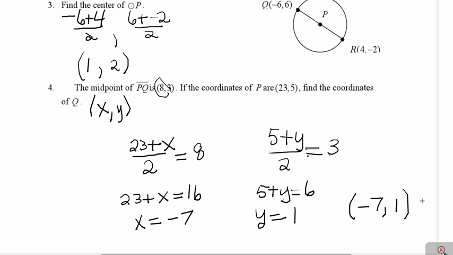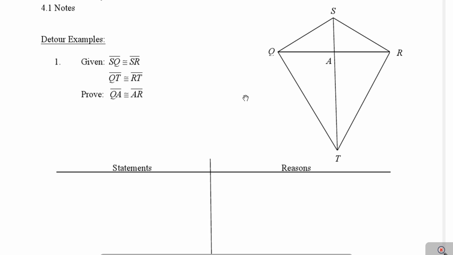Now we're going to move on and talk about a different kind of proof, detour proofs. A detour proof is a proof where you only have enough information to prove one set of triangles congruent, but you have to use that set of triangles to prove another pair of triangles congruent. So let's try this first example together, and then I have 2 more examples in the next video that I'd like you to try on your own.